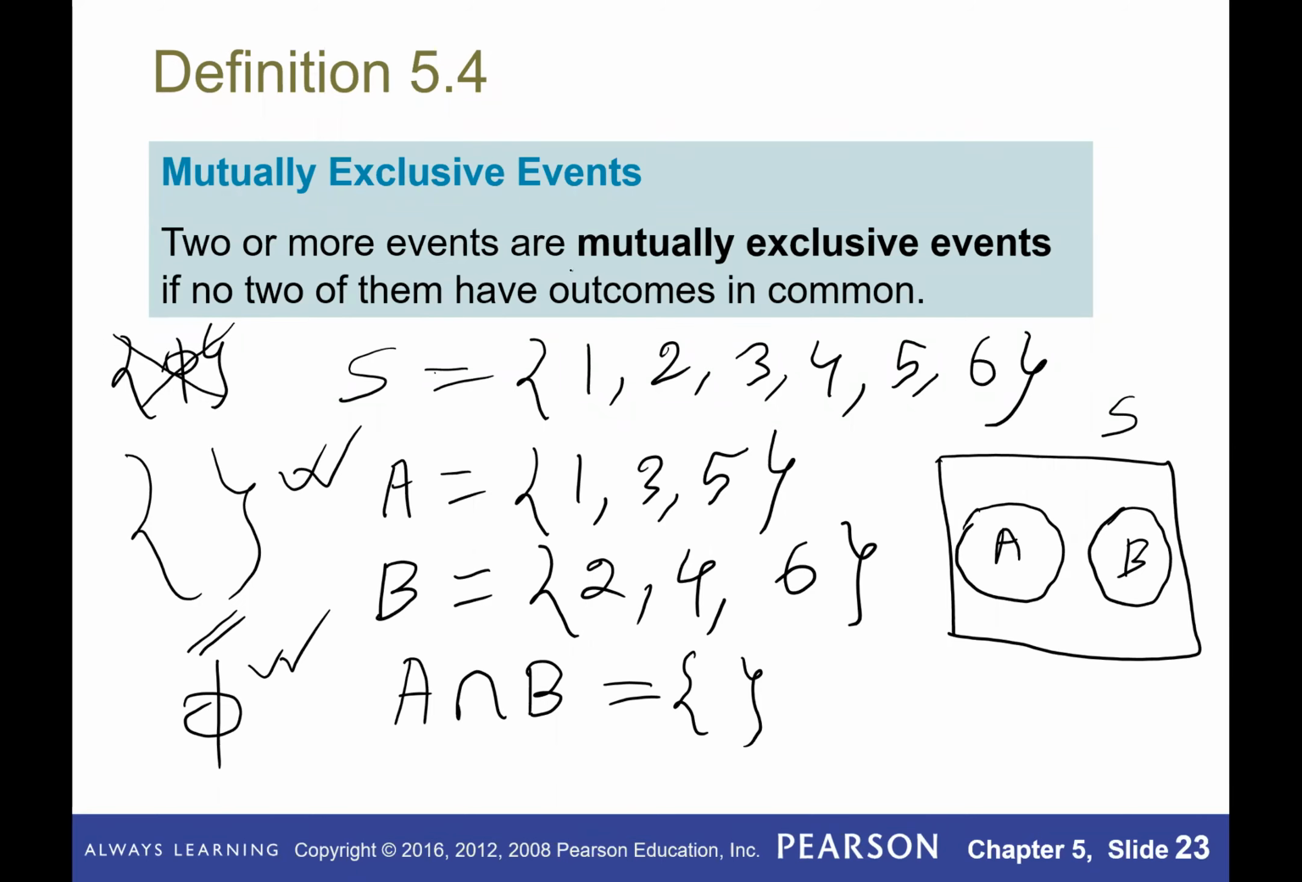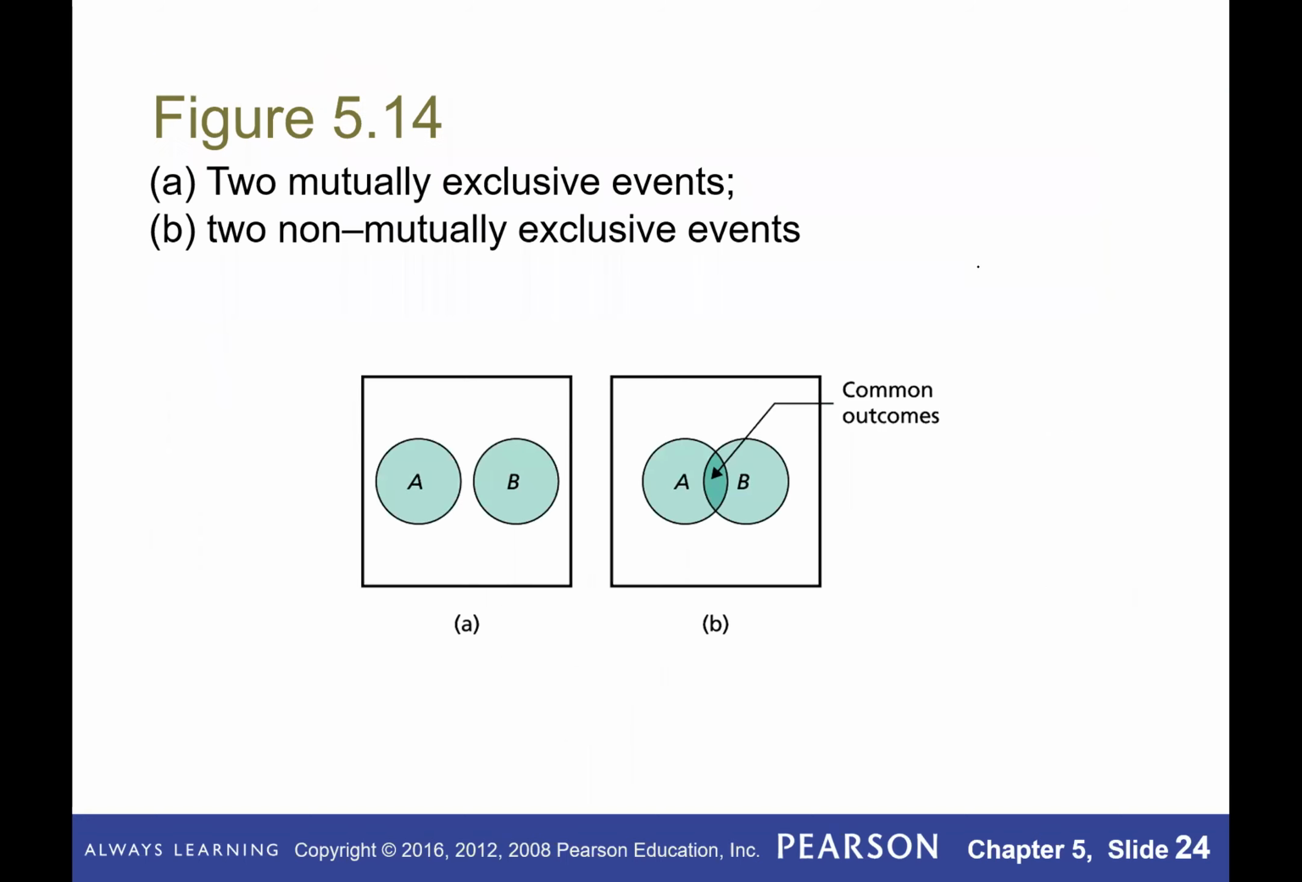You need this idea when you will be finding the probability for set operations. Okay, here you can see this one is mutually exclusive and this one is not mutually exclusive. So this is mutually exclusive events and this is non-mutually exclusive events, because they share some elements, right? They have some common part. So this is non-mutually exclusive events.